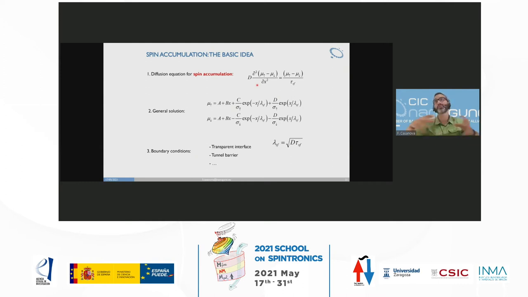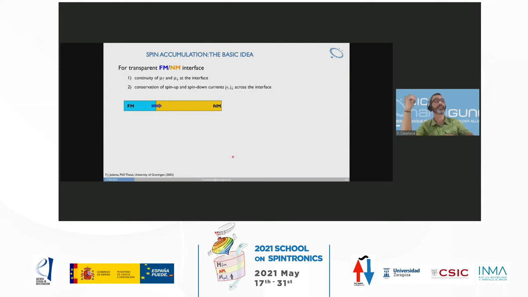They basically will diffuse away from the intersection area where you are injecting them. You can have the general solution of a diffusion equation, which is with all these exponentials, with all these constants, and you have to solve it for each system, okay? The boundary conditions will tell you what values these constants have. If you have a transparent interface or a tunnel barrier, this will be different. So as a very simple example, in the case of a transparent interface, you pass current from the ferromagnet to the normal metal.